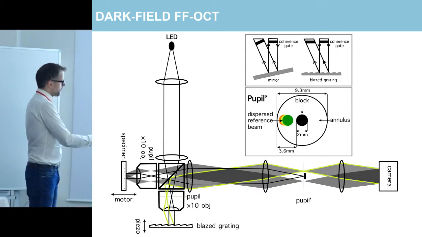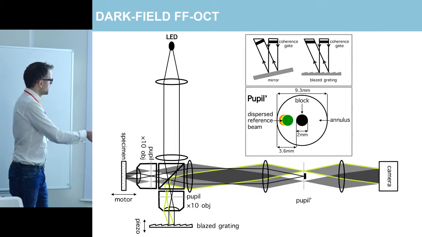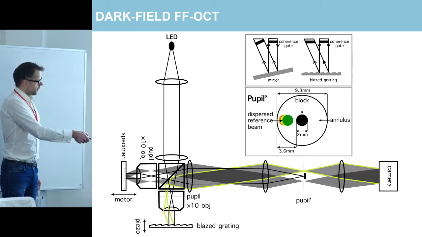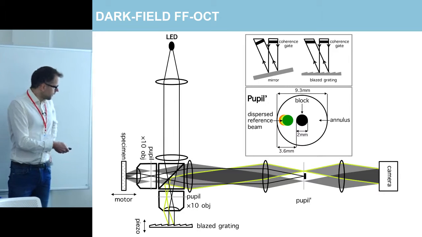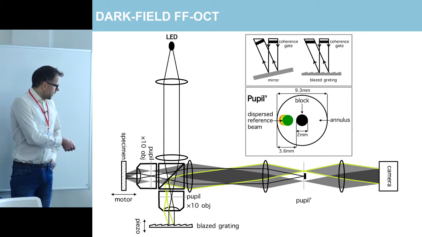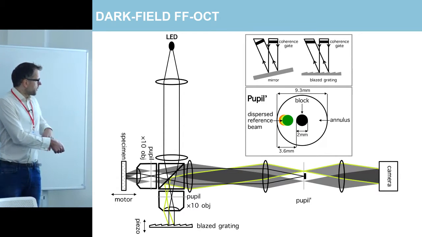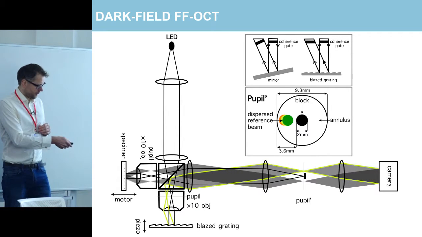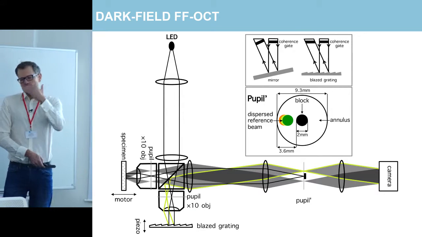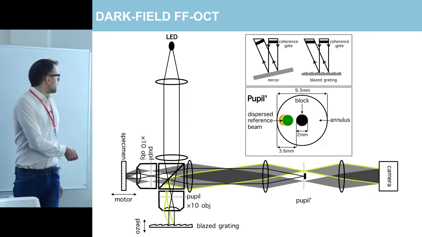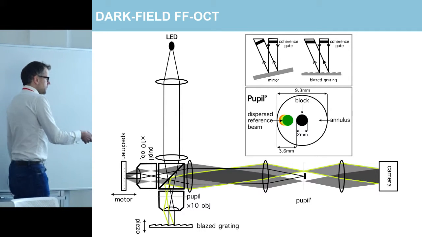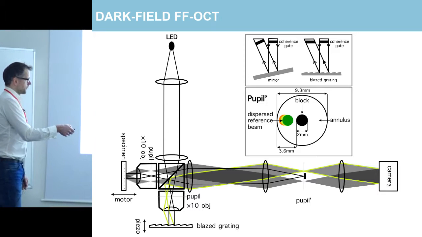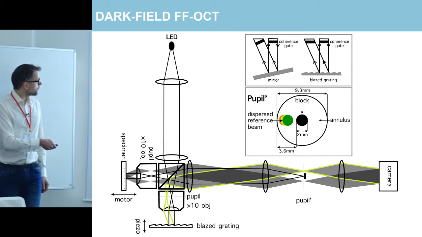So we were putting a block in it, and we just re-imaged the pupil plane of the objective on a more convenient plane. And we used a grating rather than a mirror because we needed to get the reference beam around this block. Otherwise, it gives images at a tilted angle. It also disperses some light in the pupil plane, but that's not a problem.